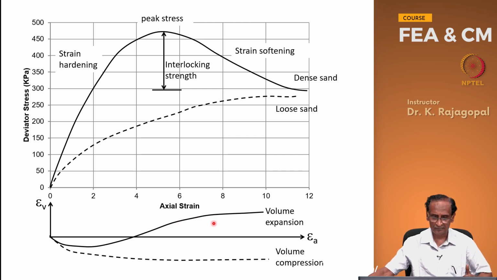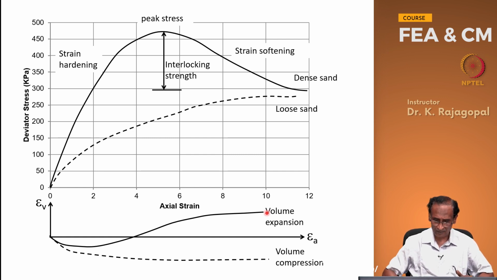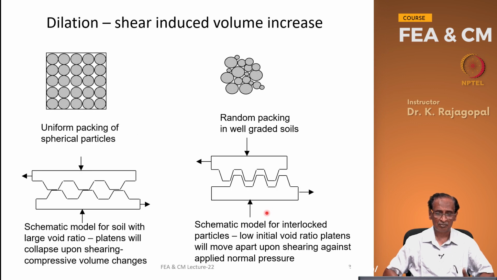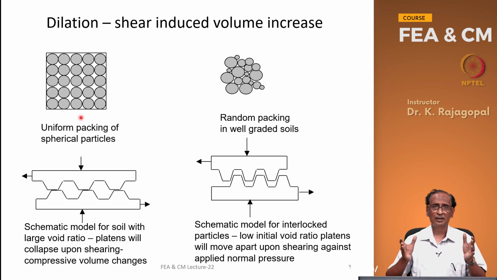Then at a very large shear strain we will reach a constant volume state, and that is related to the critical state. And so this is the basic difference between dense sand and a loose sand, and then we have to see how to model them through our constitutive models. And the reason for this is very simple. So if you look at the packing, the soil packing, and then the shape, whether they are rounded particles or spherical particles and then angular particles and so on.